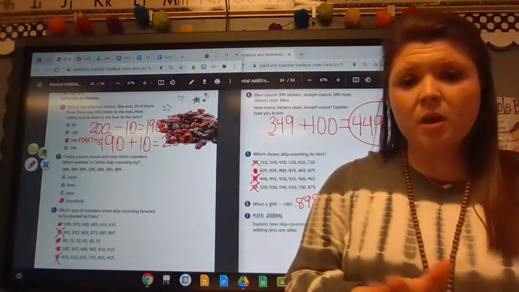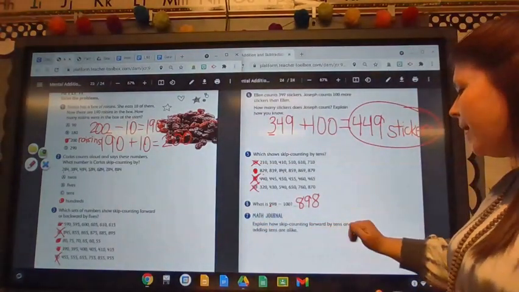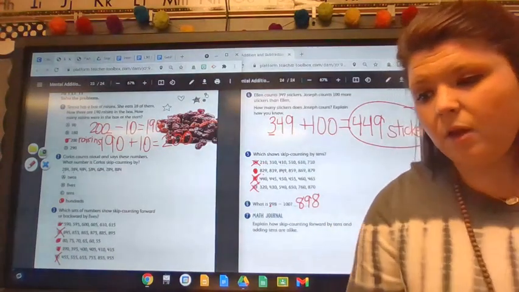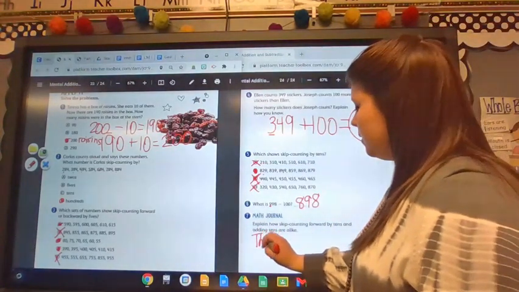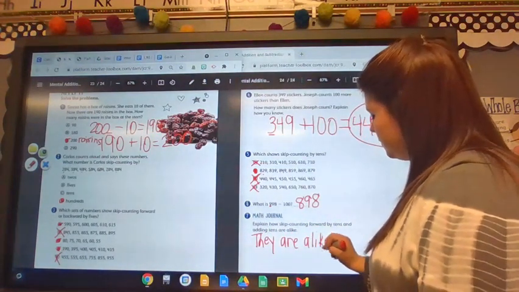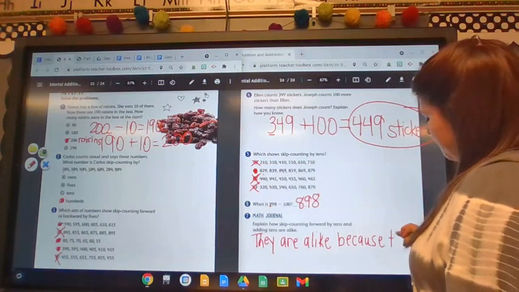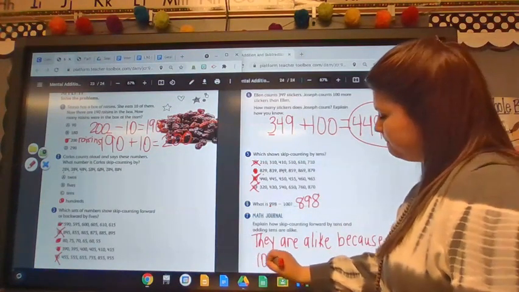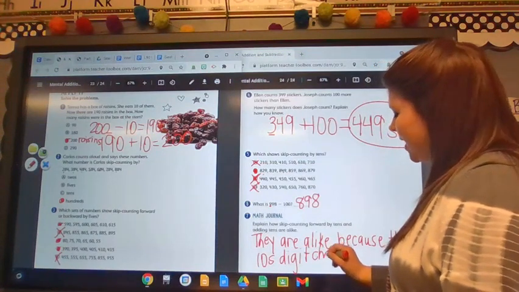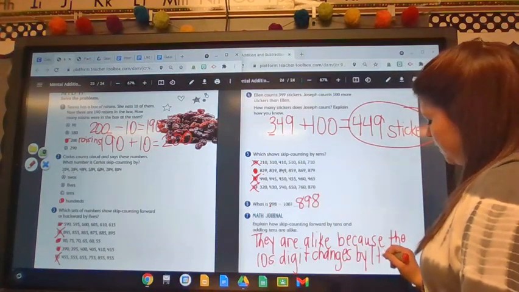All right, guys, number 7 just wants you to relate skip counting by tens to adding tens that are alike, okay? So go ahead and explain how skip counting forward by tens and adding tens are alike. They're alike because the tens digit changes by 10 each time. Okay?